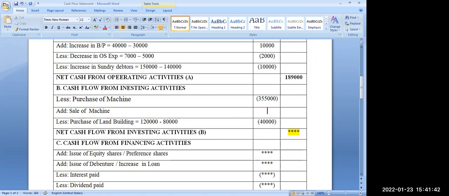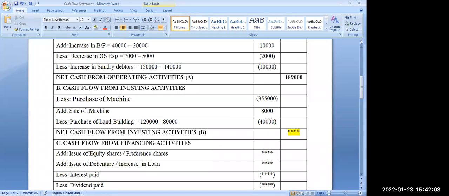You have to follow. 8,000 rupees is sold. Okay, that is plus. Anything else there? Sale of machine. After that, on the asset side, there are only two non-current assets. Come to the liability side.